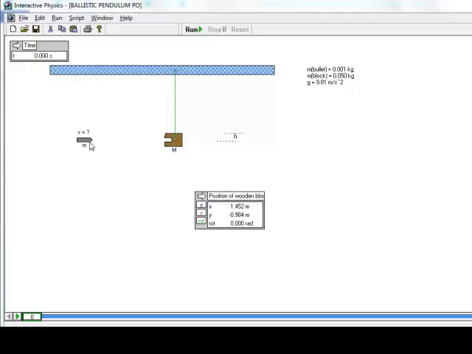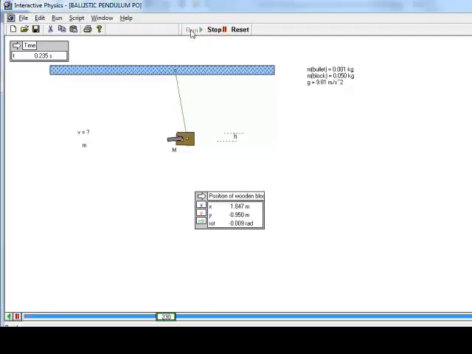Notice you have the mass of the bullet, and you have the mass of the block. Notice the mass of the bullet is given as 0.001 kilograms, or basically pretty close to 1 gram, and the mass of the block is 0.05 kilograms, and the value of gravity is set at 9.81 meters per second squared.